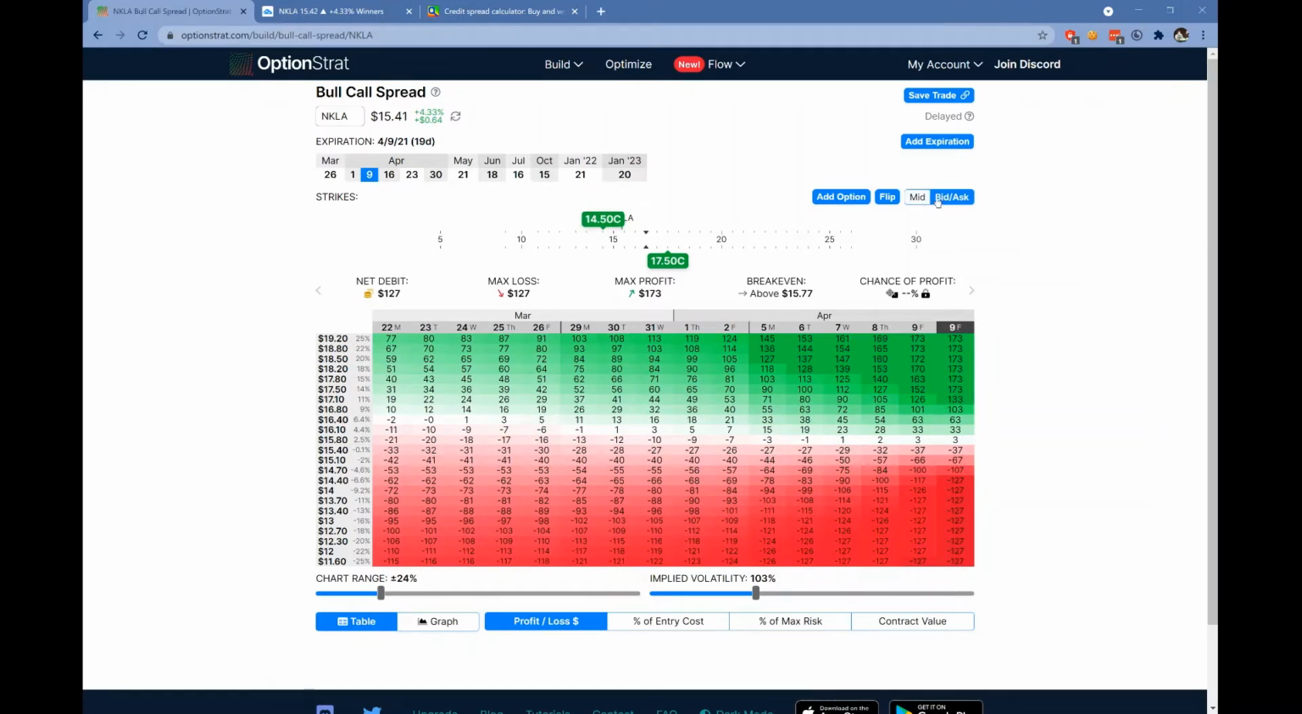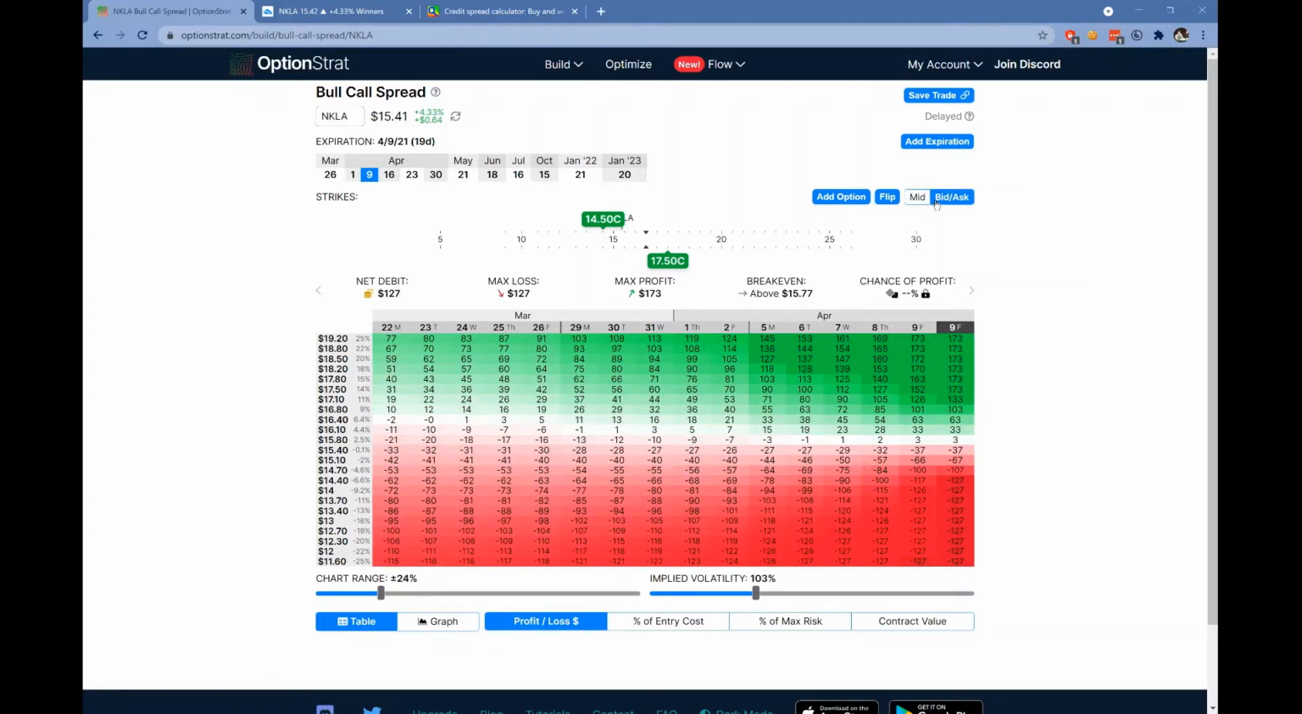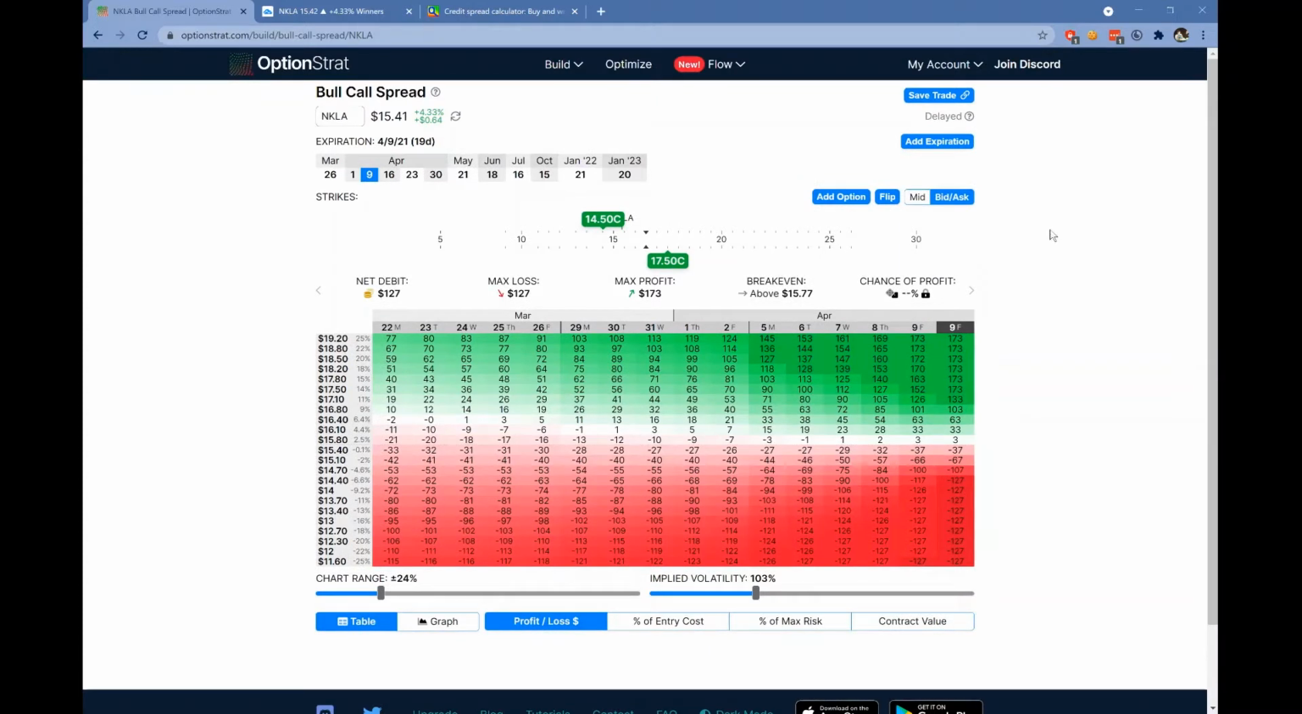And you also have this over here, which allows you to choose whether you want to use the mid price like Options Profit Calculator or the real bid ask, which is going to show you how much it is actually going to be when you trade it on the platform. So you can quickly adjust the expiration dates.